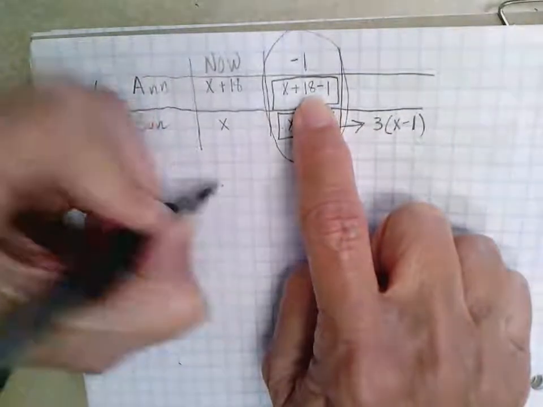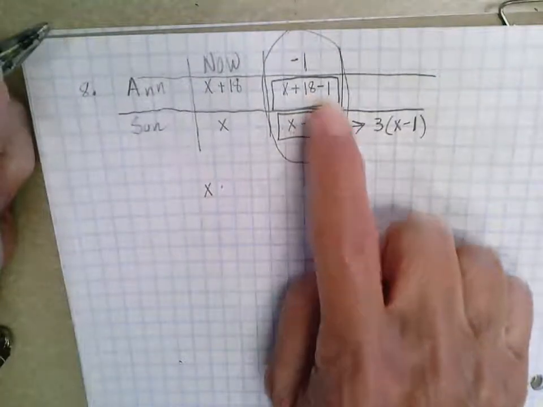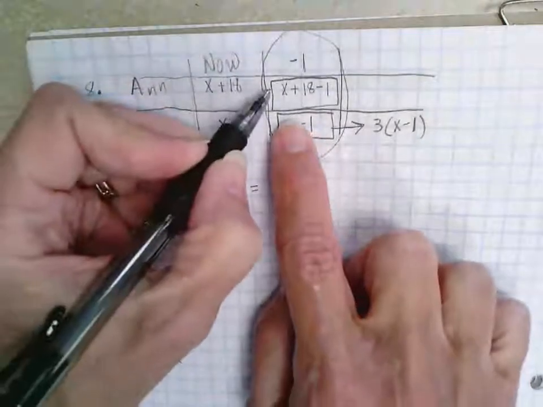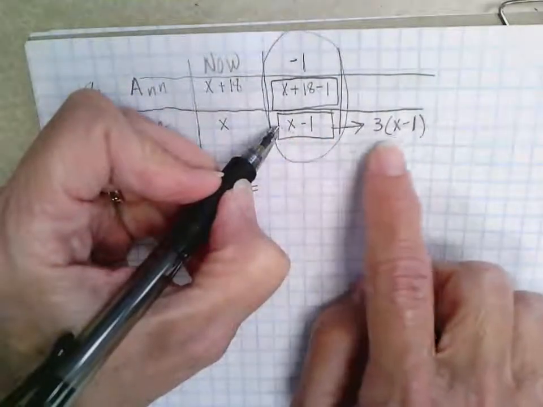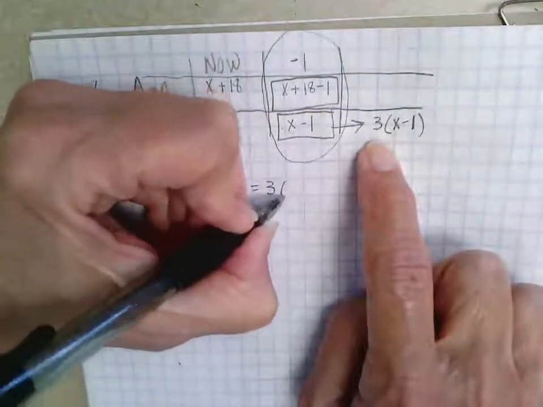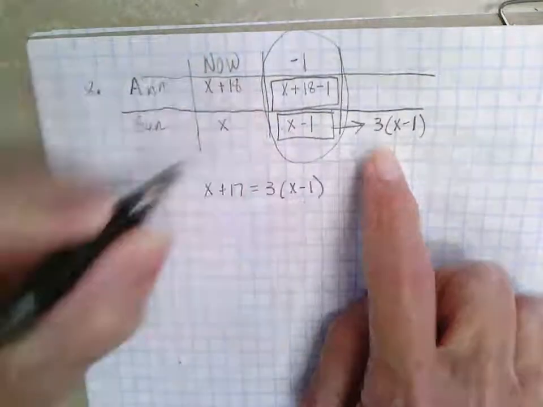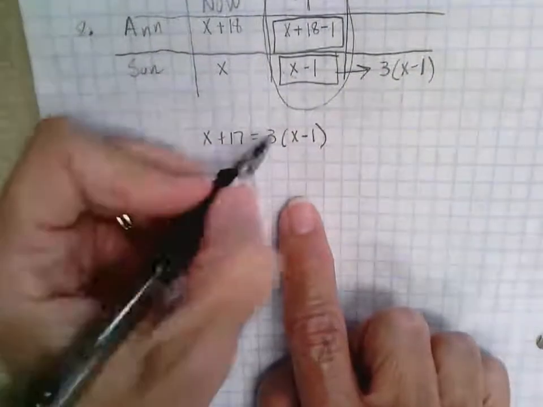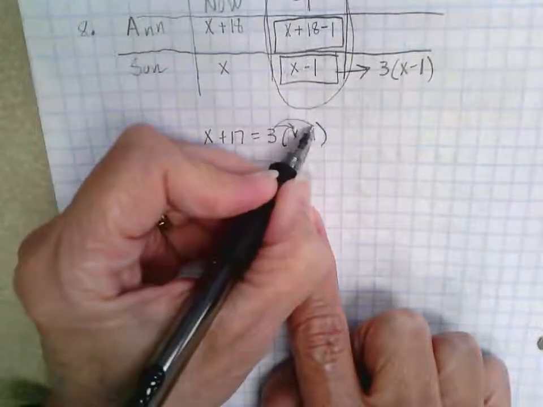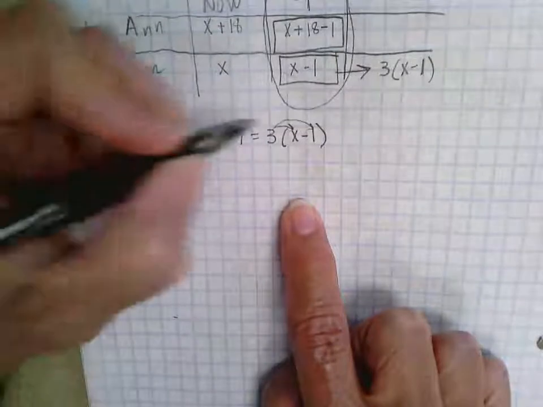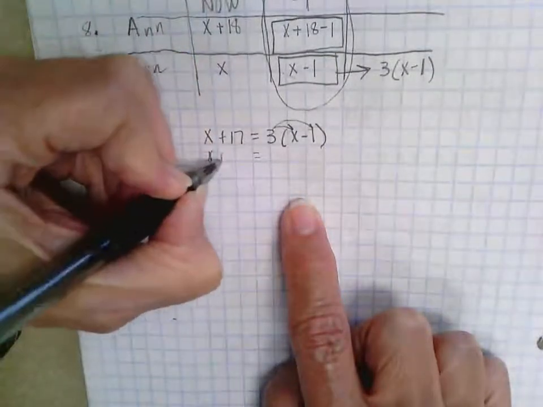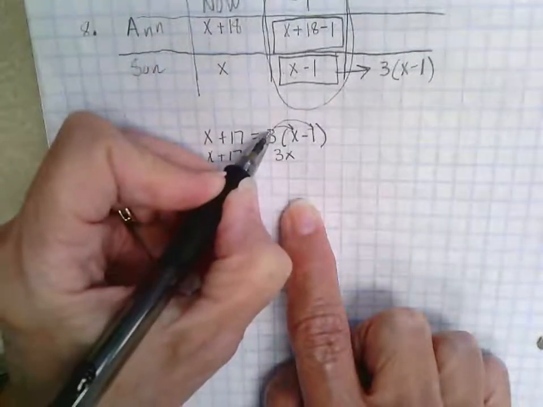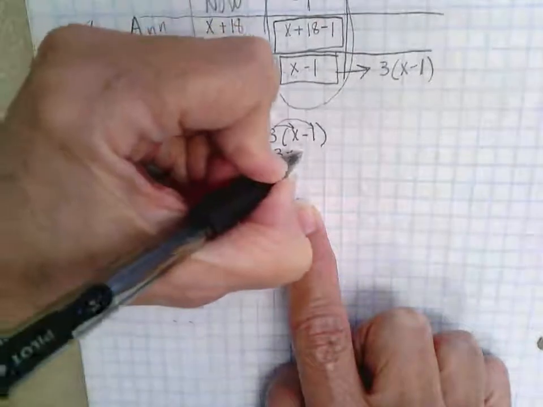Now I'm going to combine like terms here because I know that 18 minus 1 is 17. And that's going to be equal to not x minus 1, but 3 times x minus 1. Now I need to use the distributive property and distribute my 3 through my parentheses. So I'm going to have x plus 17 is equal to 3 times x is 3x, and 3 times a negative 1 is negative 3.